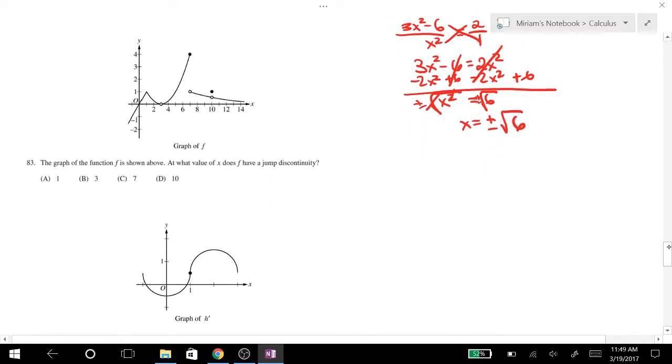Okay, so 83, I'm not going to answer that for you. You can figure out which one has a jump discontinuity.